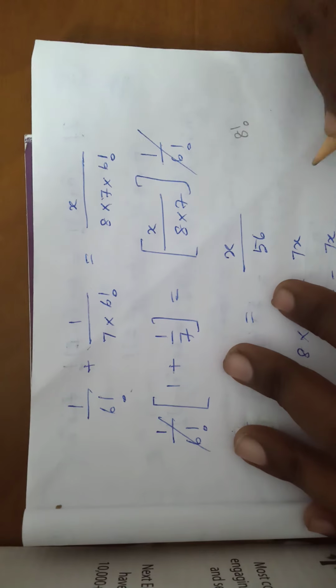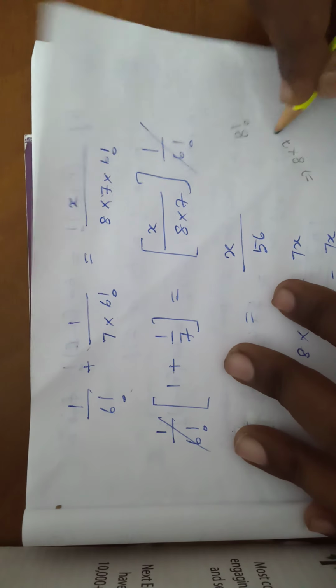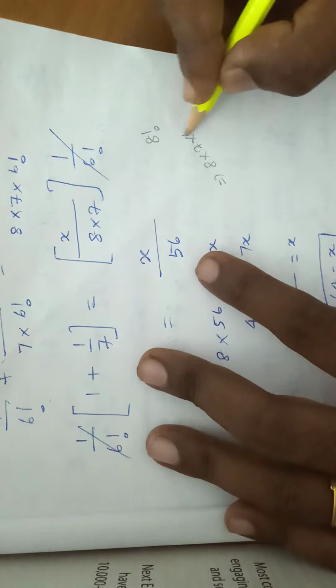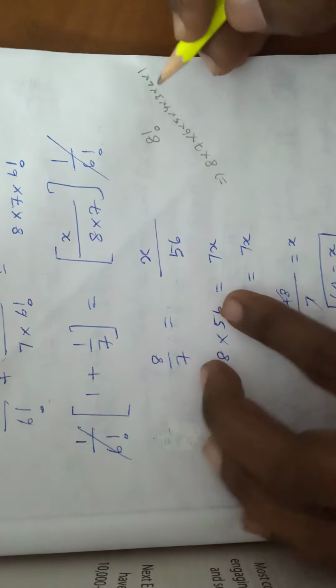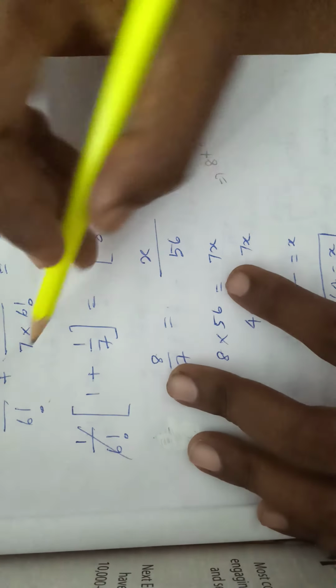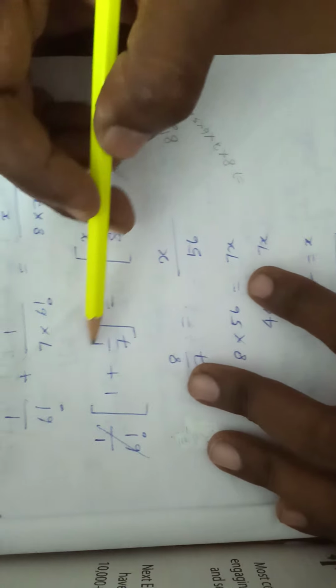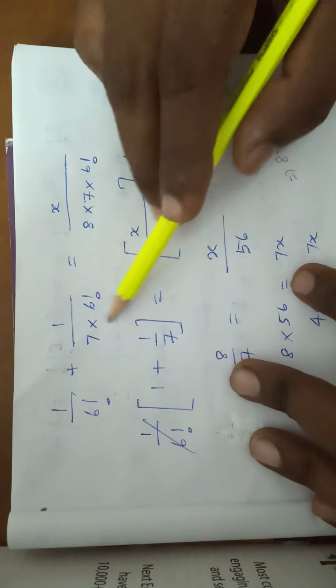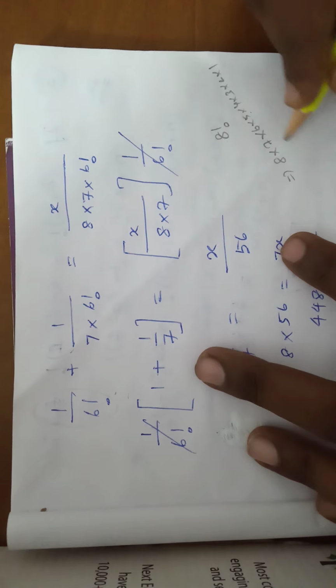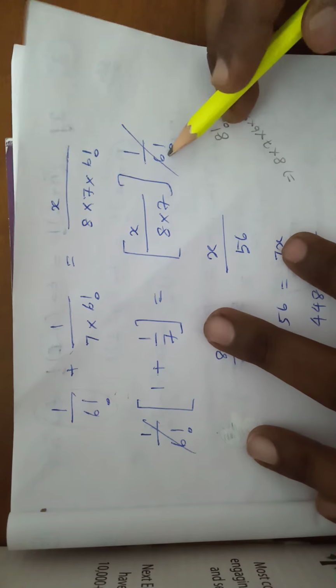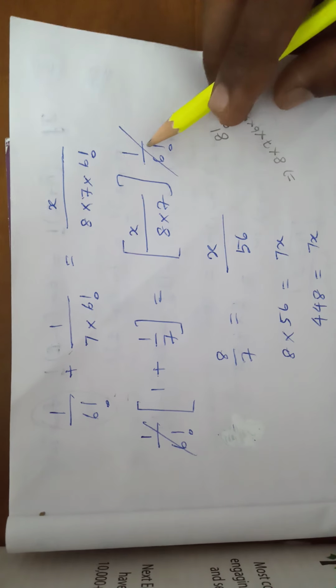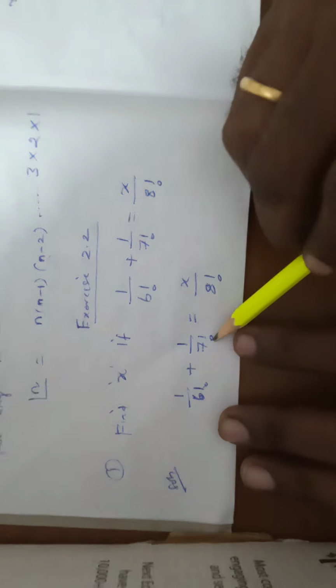8 factorial can be taken as 8 into 7 into 6 into 5 into 4 into 3 into 2 into 1. So this is known as 8 factorial. But in the first step we have 1 by 6 factorial, so we have to stop up to 6 factorial. So 7 into 6 factorial can be taken as 7 factorial.